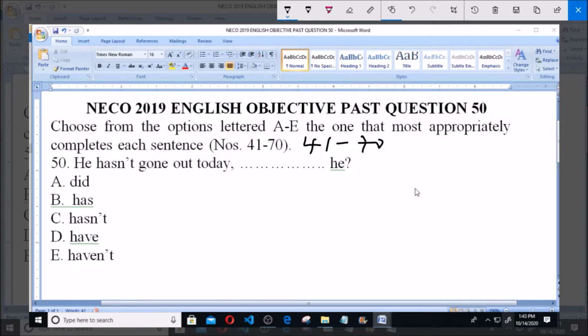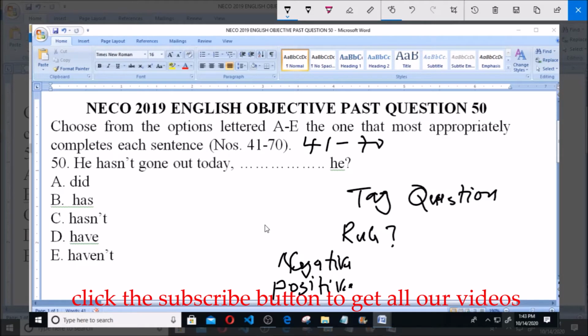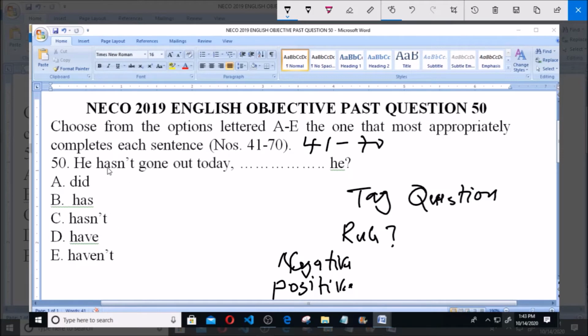This question is from a topic in English we call tag question. Remember that in your English class, tag question. One of the rules for tag question is that when you have a negative statement, your tag will be positive. And the second rule says that when you have a positive statement, your tag will be negative. So if you look at this statement very well, you find out that this statement is in its negative form.